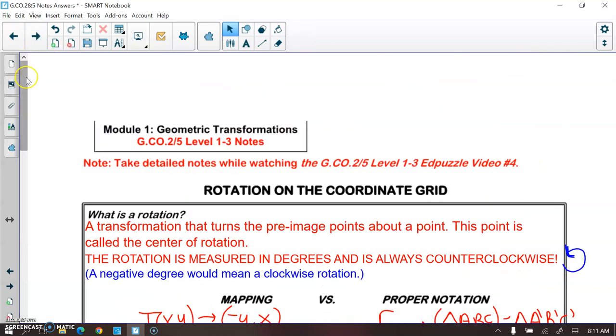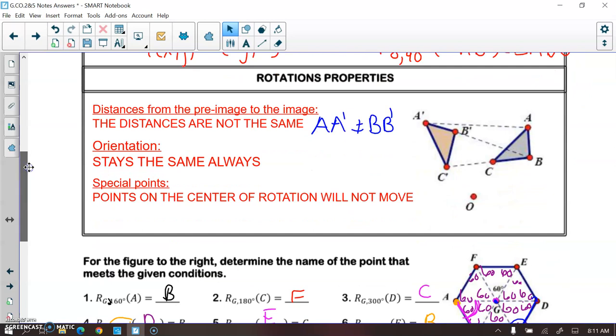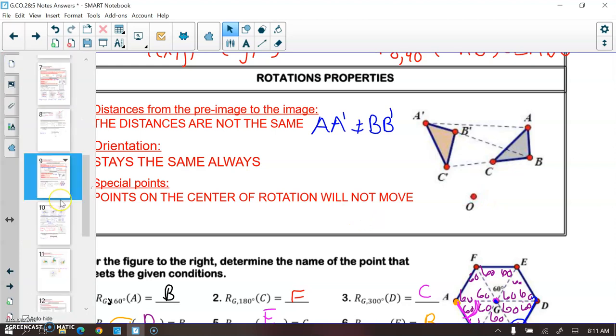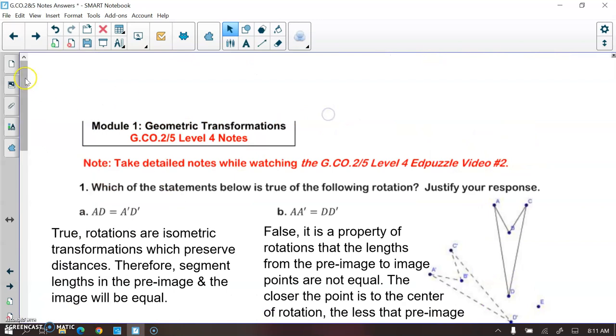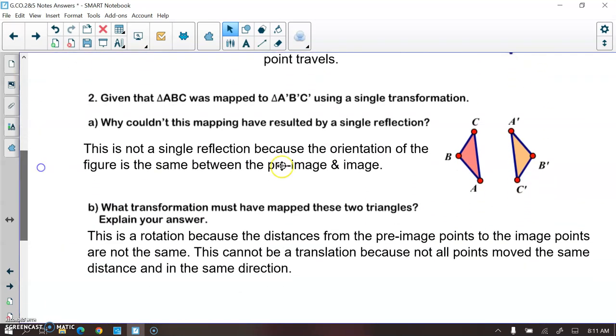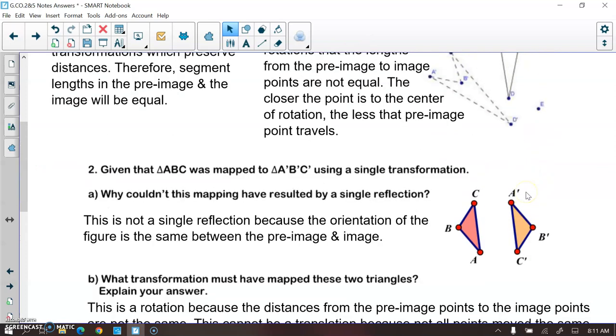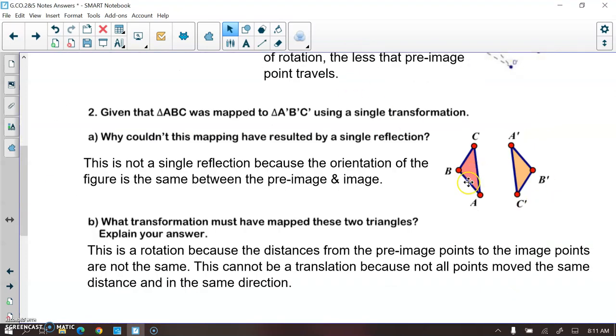And then our last transformation, which was rotations. The distances between the pre-image and image points are not the same. So A to A prime and B to B prime are not equal. And the orientation of your figure always stays the same. And then points on the center of rotation would not move. So keep those properties in mind as you are completing the level 4 practices, because you will have to critically think about what types of transformations happened with the shapes that are given to you.